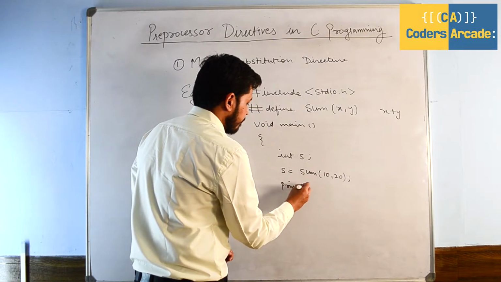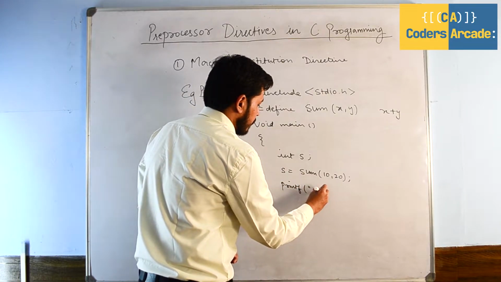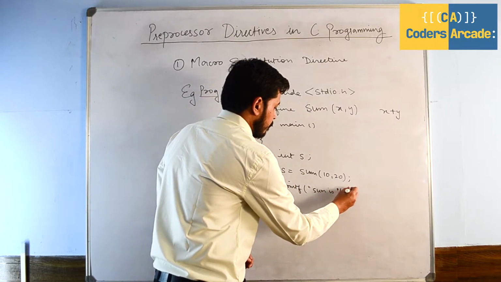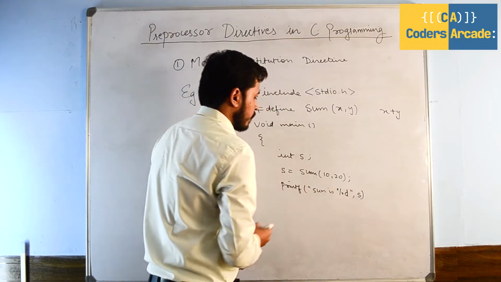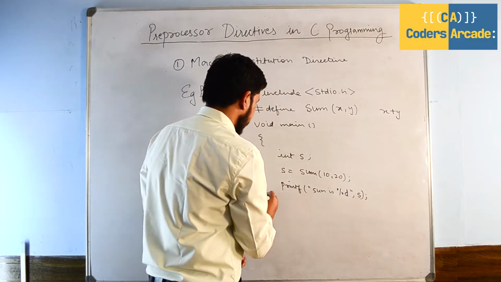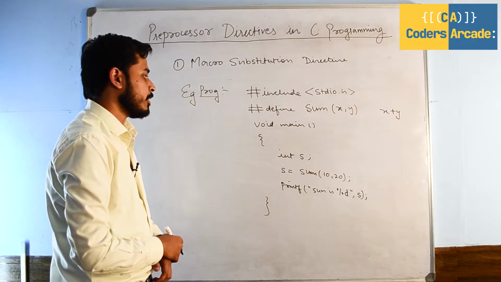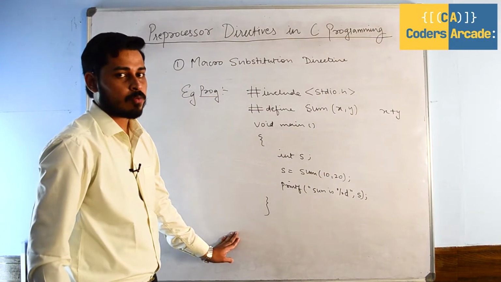So printf, "sum is %d", s. And this is closed. We closed our program. So what we are doing here, what will be the output for this program?